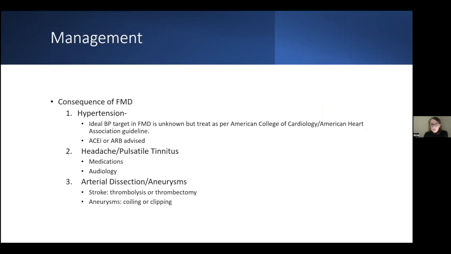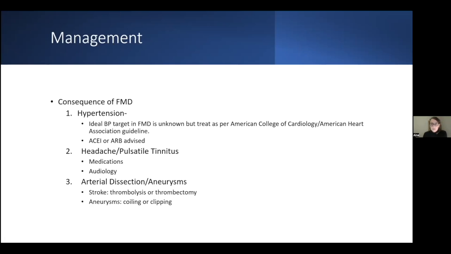Thirdly, we look at the consequences of FMD. So hypertension is one of the common manifestations of renal FMD, or having FMD affecting the renal artery. We don't know exactly what the ideal blood pressure is for someone with FMD, but we treat according to the American College of Cardiology guidelines in terms of hypertension, and we use ACE inhibitors or ARBs. So these are agents such as ramipril, perindopril, irbesartan, or valsartan. And we go by the guidelines to try and get patients' blood pressure under control.